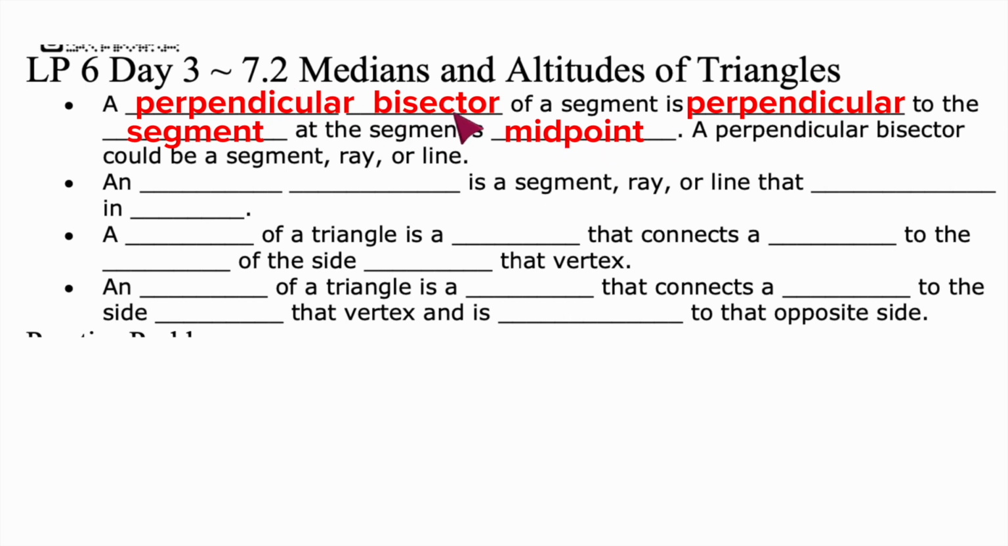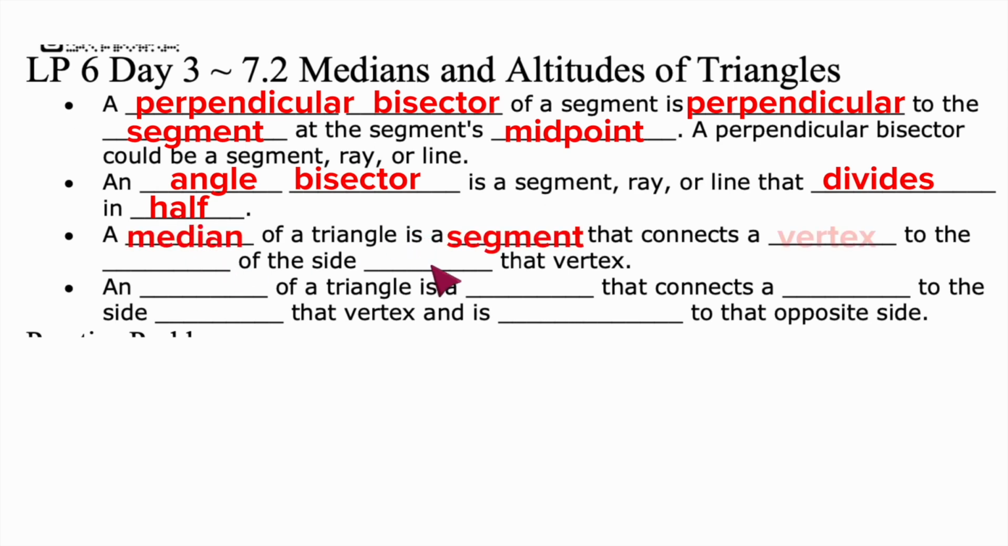So that's why we call it perpendicular and a bisector. It does both. It's perpendicular to the bottom and it's at the midpoint. It cuts it in half. So a perpendicular bisector could be a segment, a ray, or a line. An angle bisector is a segment, ray, or line that divides the angle in half, is what that should say. That's kind of a typo.